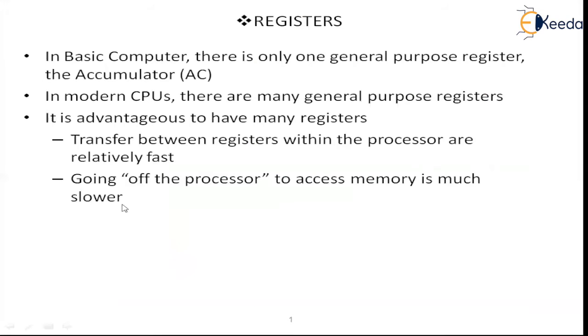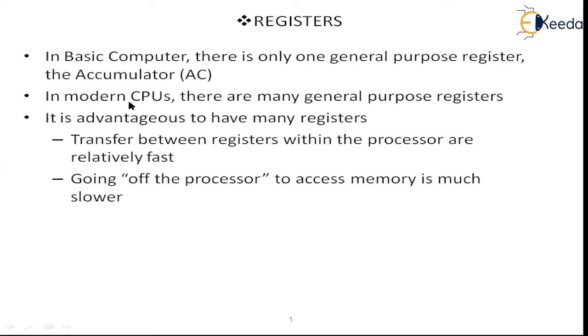In the previous video, we discussed single accumulator organization. That was in a basic computer. Basic computers use single accumulator organization, in which there is only one general purpose register, that was the accumulator. We discussed the accumulator in the previous video. Why this was considered a general purpose register, let us understand in a short while.